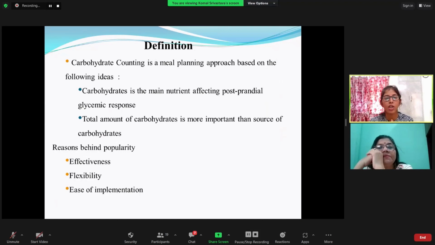Total amount of carbohydrate is more important than the source of carbohydrate. Now, this is very much common when we come across it, when we take a diet recall for a patient. This is something which we all have faced.